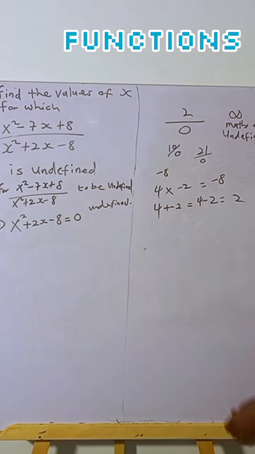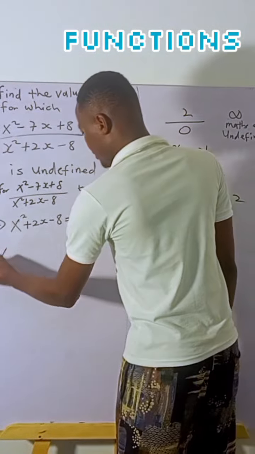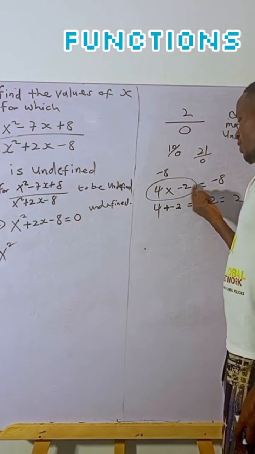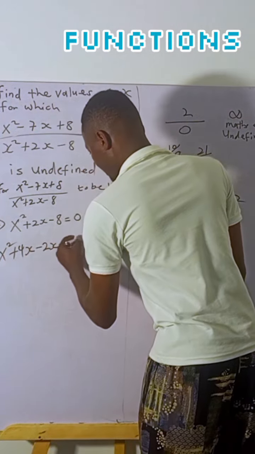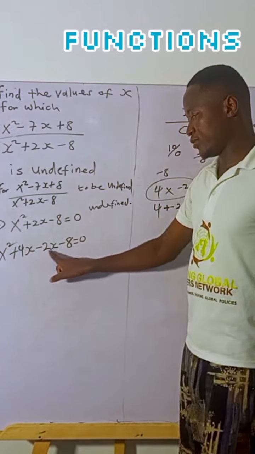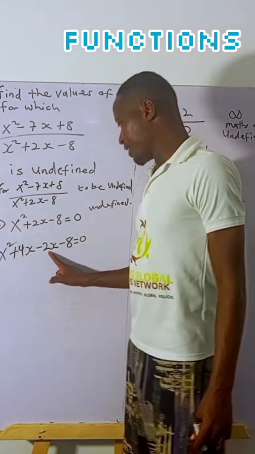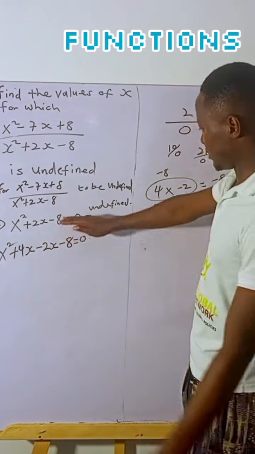So we are going to use this and split the middle term to get our four terms. We have x squared, and instead of writing 2x, I'm going to write 4x minus 2x. So x squared plus 4x minus 2x minus 8 equals 0. 4x minus 2x is 2x, and 4 times negative 2 gives us negative 8. So that's how we split the three terms into four.